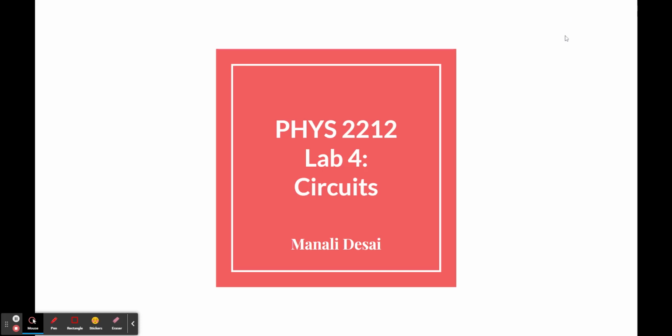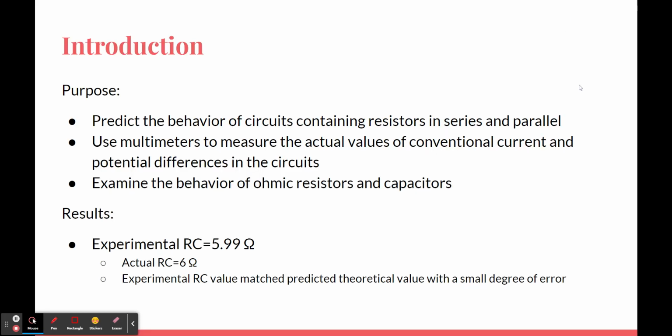This is Physics 2212, Lab 4: Circuits. The purpose of the lab is to predict the behavior of circuits containing resistors in series and parallel, use multimeters to measure the actual values of conventional currents and potential differences in the circuits, and examine the behavior of ohmic resistors and capacitors.